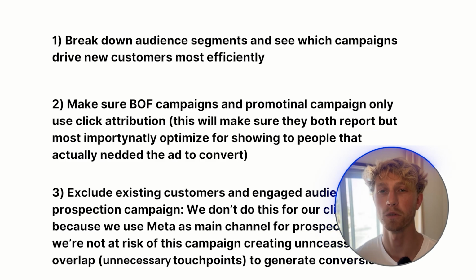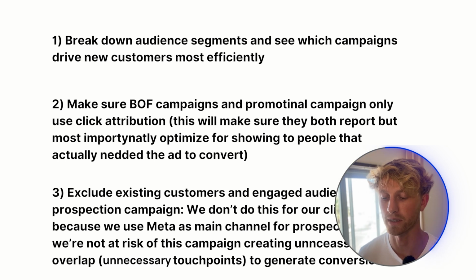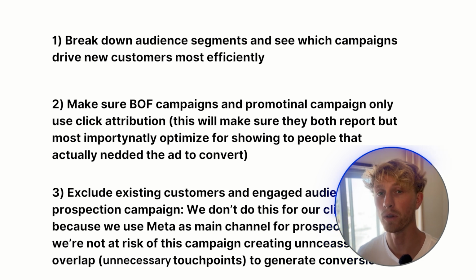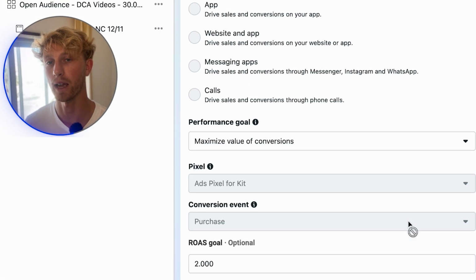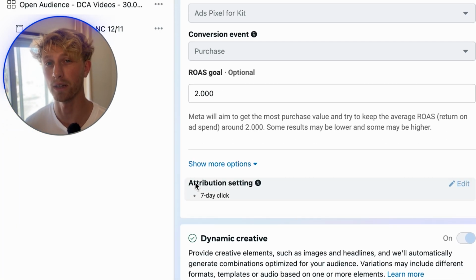The second thing we can do to optimize the ad account for incrementality and actually get in new customers and not waste ad spend is by making sure that if we do have a separate retargeting campaign, so a campaign that's focused on warm audiences only, we have the attribution setting set to only 1 or 7 day click. The reason for that is we want to optimize for the people that actually need to see this ad to take action and go ahead and convert.